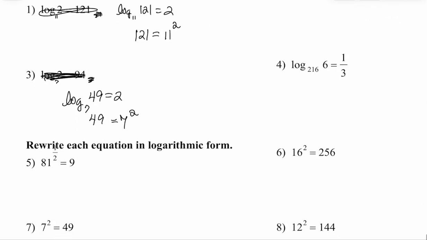Now in 5 and 7, we're going to go backwards. We're going to put it in log form. So for this first one, our base is 81. Our power is 1/2. Our answer is 9. So I know that the power 1/2 equals the log base 81 of 9. Now that's basically just saying that the square root of 81 is equal to 9 because a square root is represented by a half power.